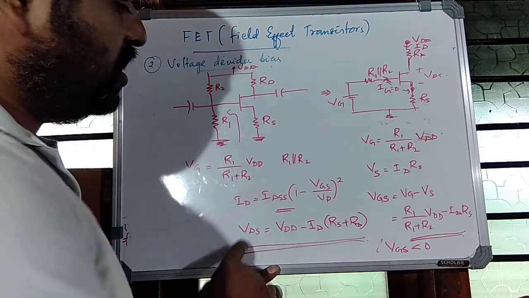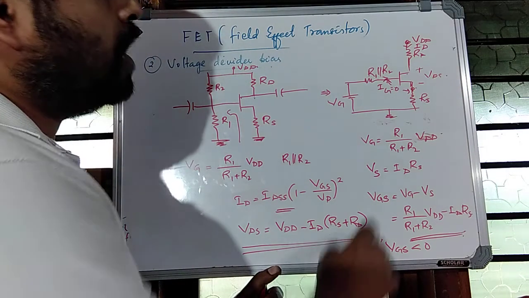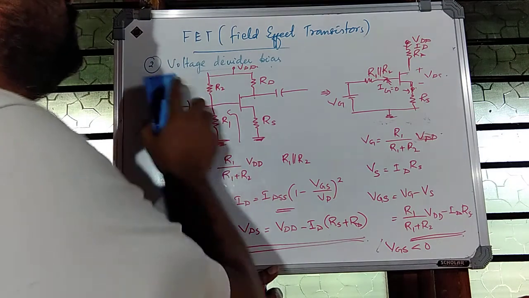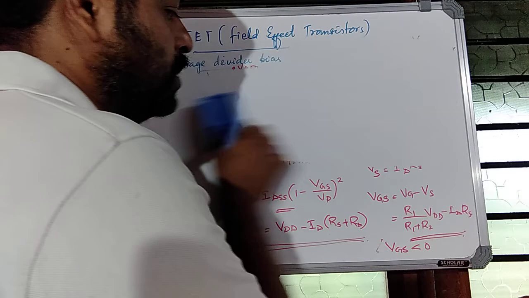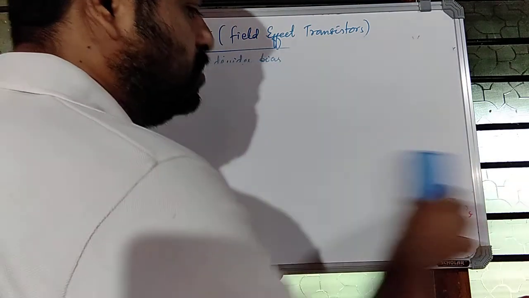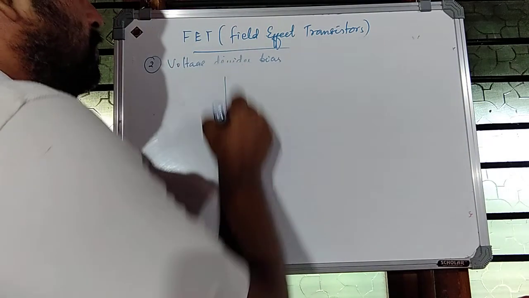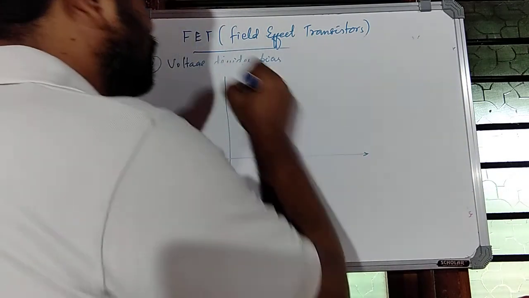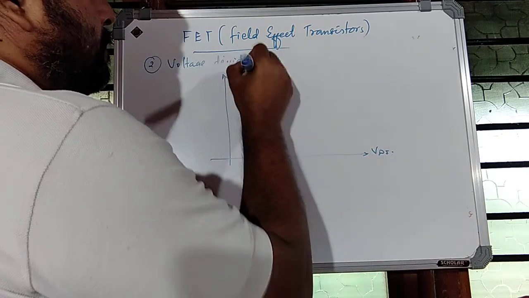Then find VDS value, which is equal to VDD minus ID into RS plus RD. Anyway, if we bias it in this way, we can fix the operating point. Operating point can be fixed in the active or saturation region. It comes in the saturation region here. This is VDS, ID.